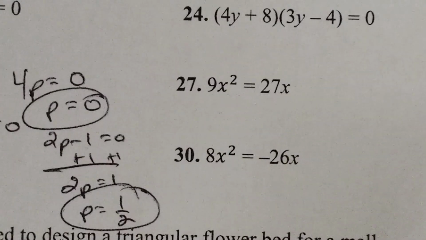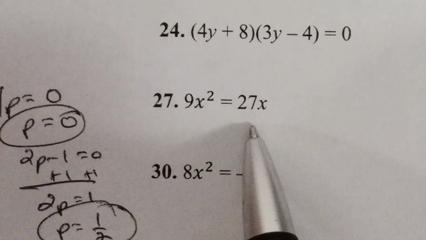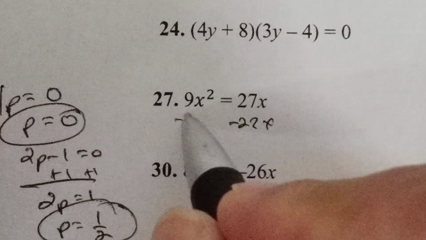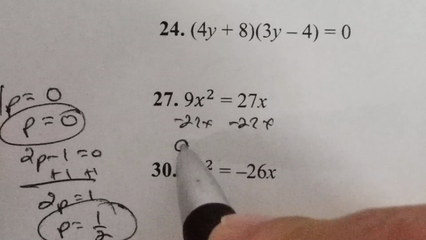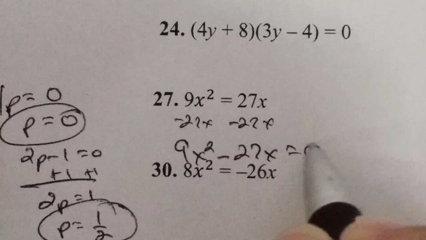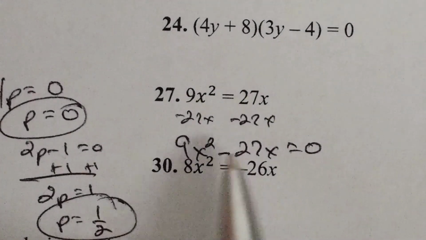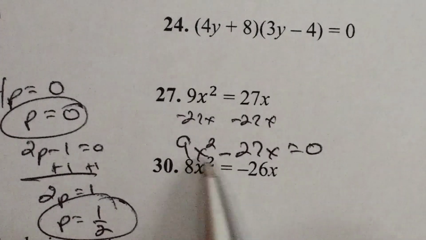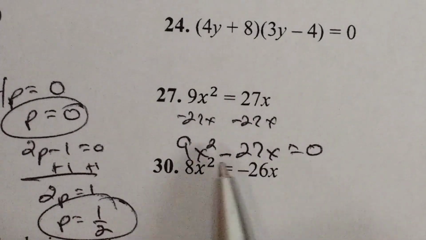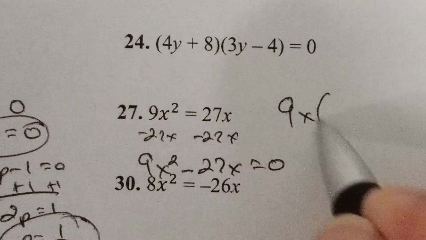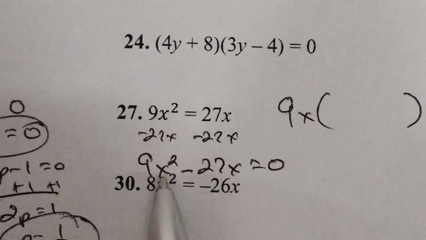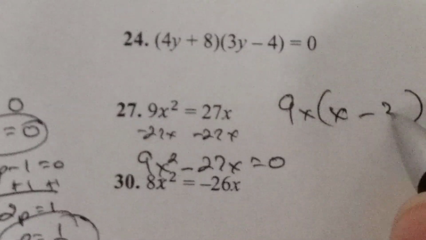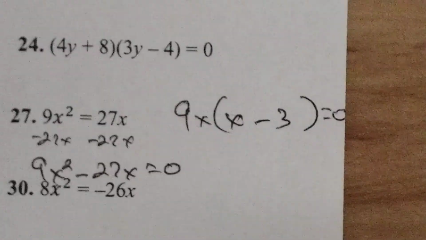Now remember, if one side is not equal to 0, you have to make it equal 0. So when I take away 27x here, that's going to leave me with 9x squared minus 27x equals 0. And this is not the difference of squares. This is a perfect square, but this one's not. So I need to look for a GCF. The GCF here would be 9. 9 divides into both of those, and also an x. So I'm going to factor out a 9x. So 9x squared divided by 9x is just x, and negative 27x divided by 9x is negative 3 equals 0.